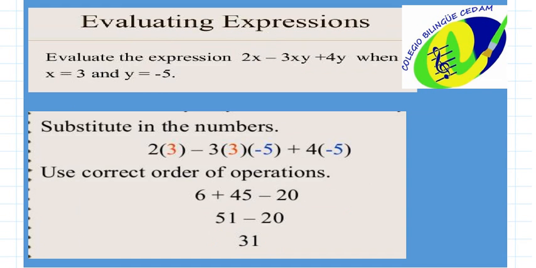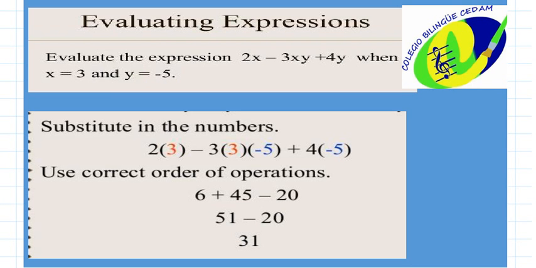We can also evaluate the expression. To evaluate the expression is to solve it giving a value to x, to y, or to both of them. Here we've got 2x minus 3xy plus 4y, and we assign the value x, 3, and y, minus 5. So what we do is to substitute, to replace x by 3, like here, and we replace y by minus 5, like here, and finally we do the operation.